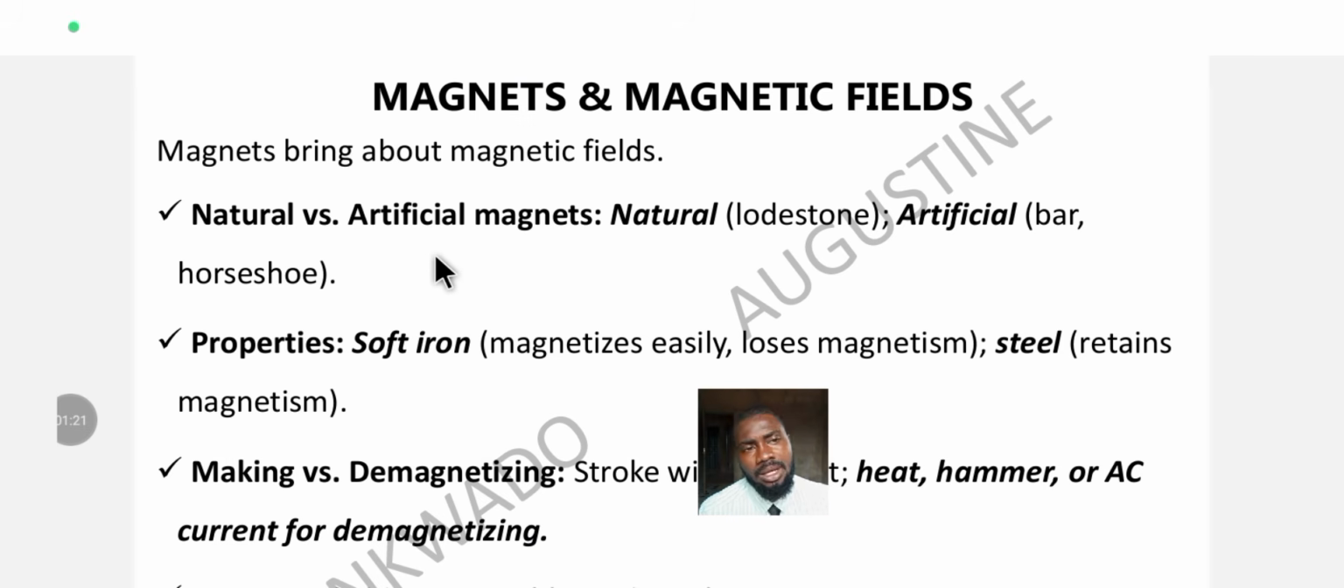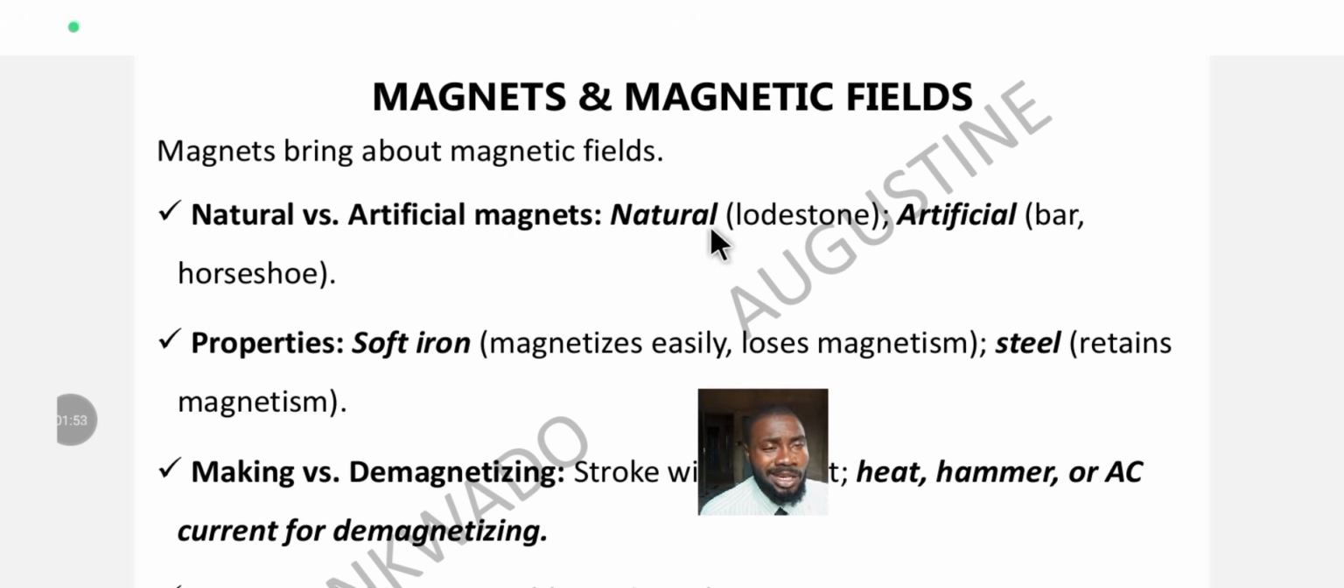All right, an area, a region where the magnetic effect, the effect of magnetism, the attraction of a magnet can be experienced. A magnetic field is an area or region where the attraction or the repulsion of a magnet can be felt. Now let's look at the natural versus the artificial magnets.